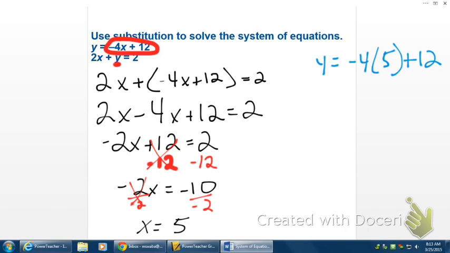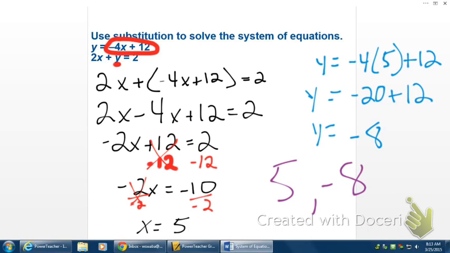What can I do first here, Destiny? What am I going to do first here? We're solving for y now. Yeah, let's multiply that out. It gives me a negative 20. What am I going to get for y, Freddie? No, negative 8. Negative 20 plus positive 12 gives me a negative 8. So the solution is positive 5 and negative 8.